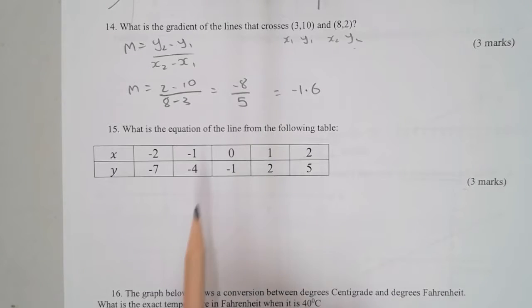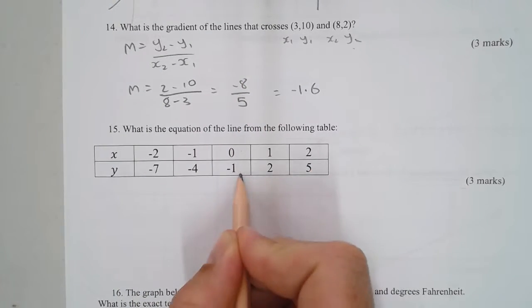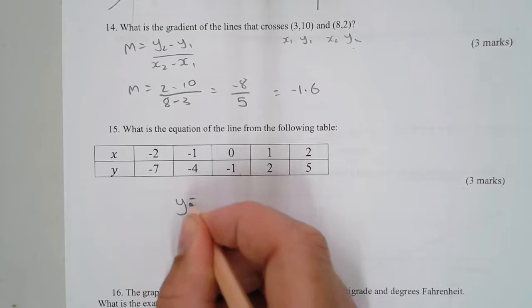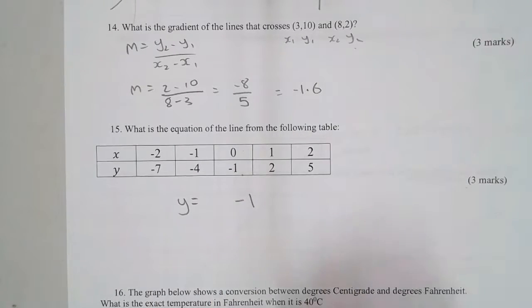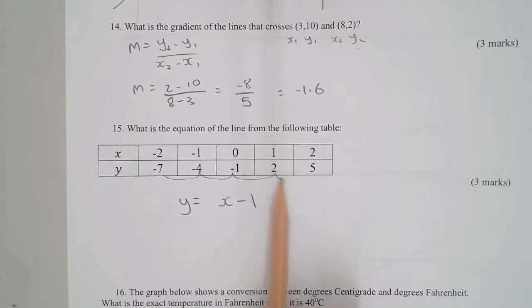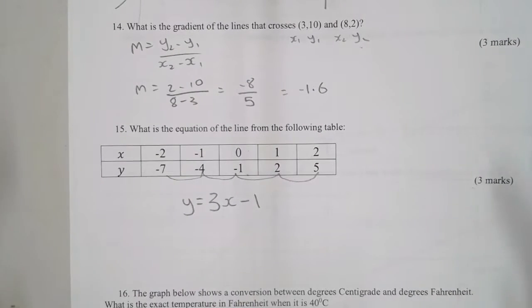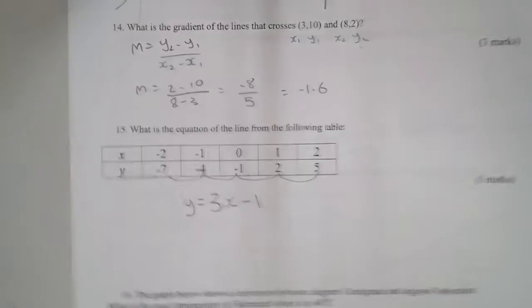15. What's the equation of the line from the following table? Alright, a few easy ways you could do this one. First of all, it ends in a minus 1, so it must be y equals and it must end in a minus 1. Now we just need to find the gradient. The gradient is how it's going up each time. That's plus 3, plus 3, plus 3, plus 3. So the gradient must be 3. Quick way of doing that one, I reckon.